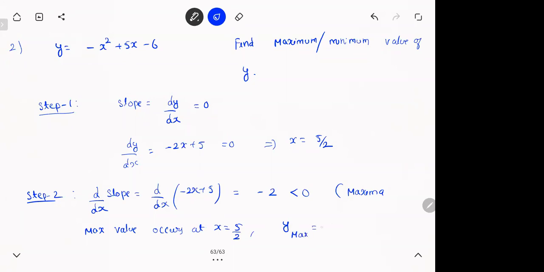When you substitute x is equal to 5 by 2 here, minus 25 by 4, 25 by 2 minus 6. How much is this? Plus 25 by 4. 1 by 4. So the maximum value is 1 by 4. Any doubts on this particular process, please ask me.